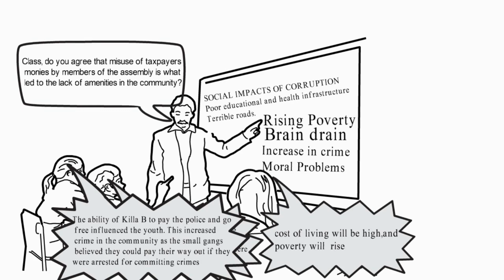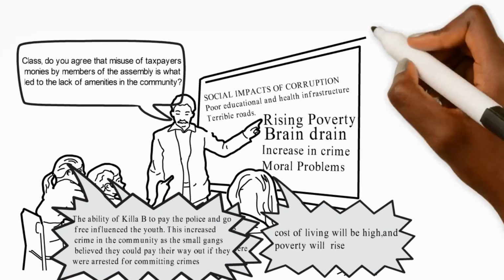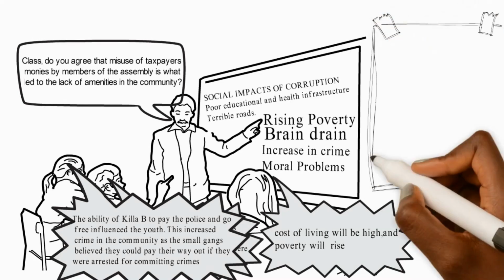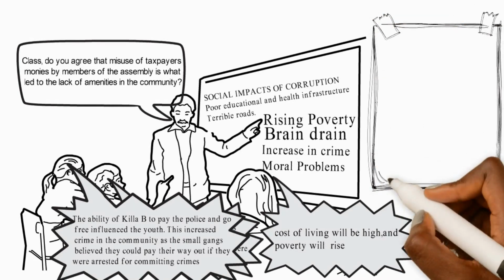The social impacts of corruption as discussed per this story are increase in crime, moral problems, poor educational and health infrastructure, terrible roads, and brain drain. You have done well, class. I believe now we all know the impact of corruption from the stories we have discussed.